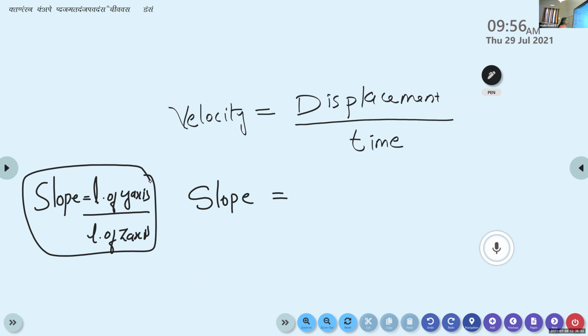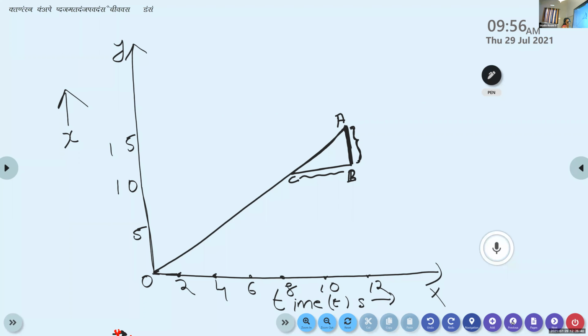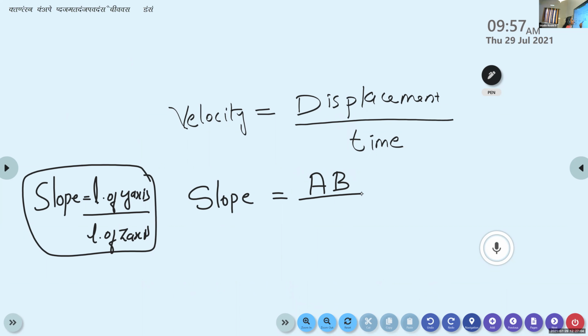So here the length of the y-axis is represented by the portion AB from the graph. Now, which portion represents the length of the x-axis? Here we consider a triangle ABC. It is BC. This BC is taken horizontally along the x-axis, so it represents the time axis. So the slope is equal to AB divided by BC.